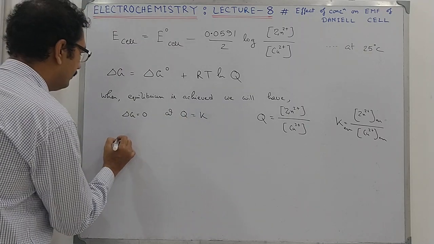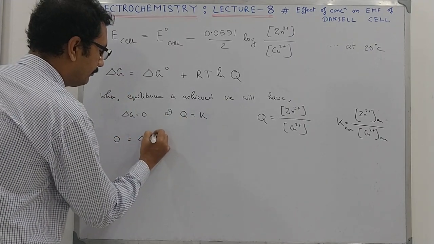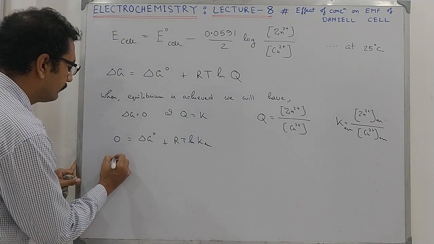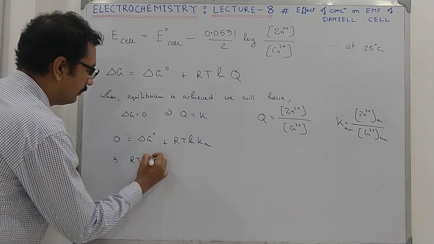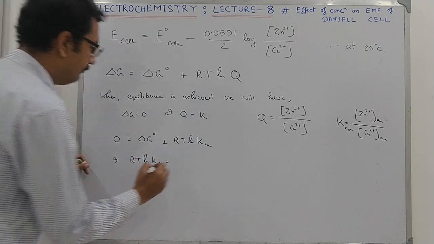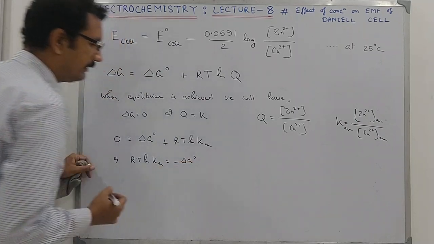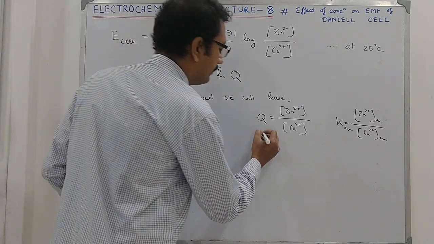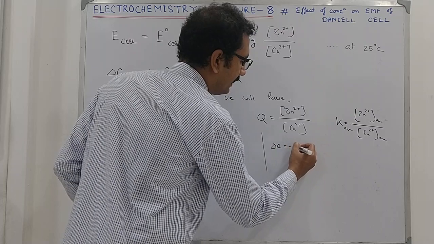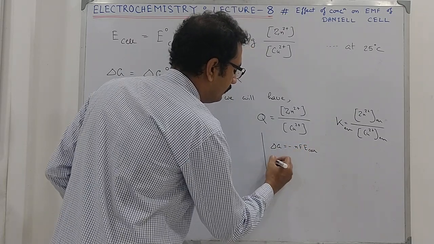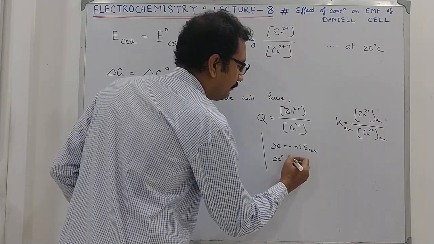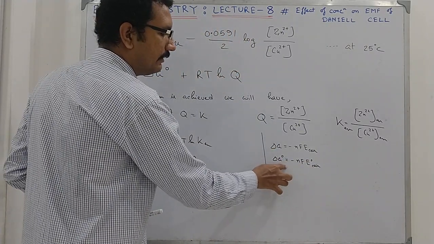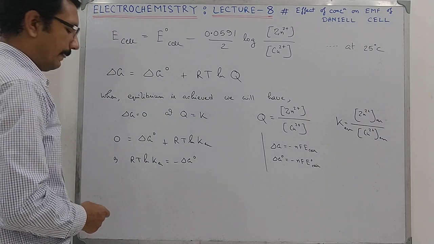So if we put here, we will get 0 here, and we will get del G 0 here, and this will be RT ln K equilibrium. Or RT ln K equilibrium equals minus del G 0. Now you can remember, I have shown you that del G equals minus NF E cell in the previous lecture, and del G naught in standard state we have minus NF E naught cell. That is, the standard Gibbs free energy change is related to the standard EMF of the cell.